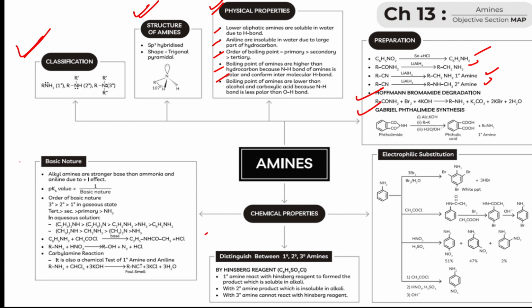From there, basic nature is very important in case of amines. First, why alkyl amines are stronger bases, based on the pKb value, based on the order of the basic nature, in that too, in gaseous state and in aqueous state. Then from there you are taking the acetyl group, that reaction, the carbylamine reaction, and reaction with HNO2, nitrous acid, all the reactions are mentioned here. Perfect. Then gradually I took up a distinguishing test between primary, secondary and tertiary amines.